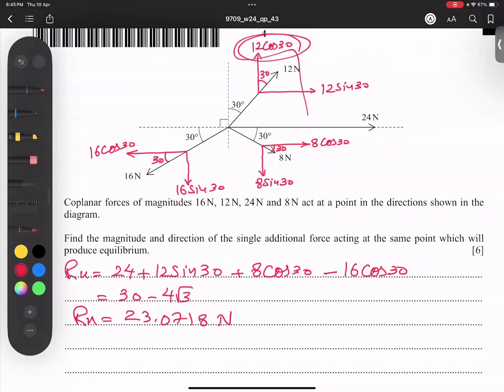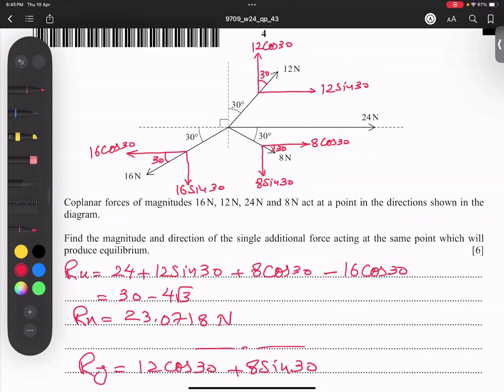Now students, I talk about the y component. This one acts upwards and this one acts downwards, and this one has no y component, make sure. So I am going for Ry. I'm getting 12 cos 30 plus 8 sine 30. Sorry, not plus, minus, because both of these act downwards.